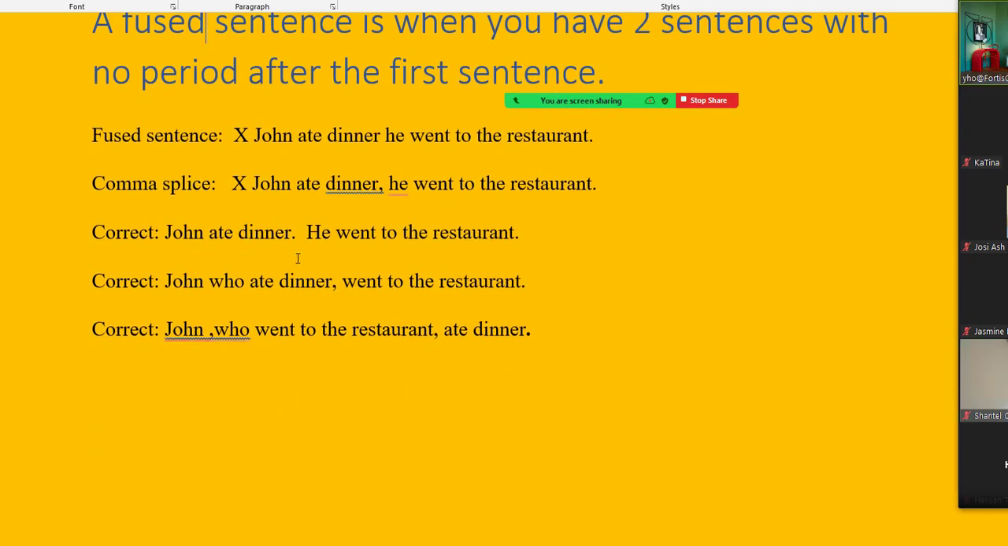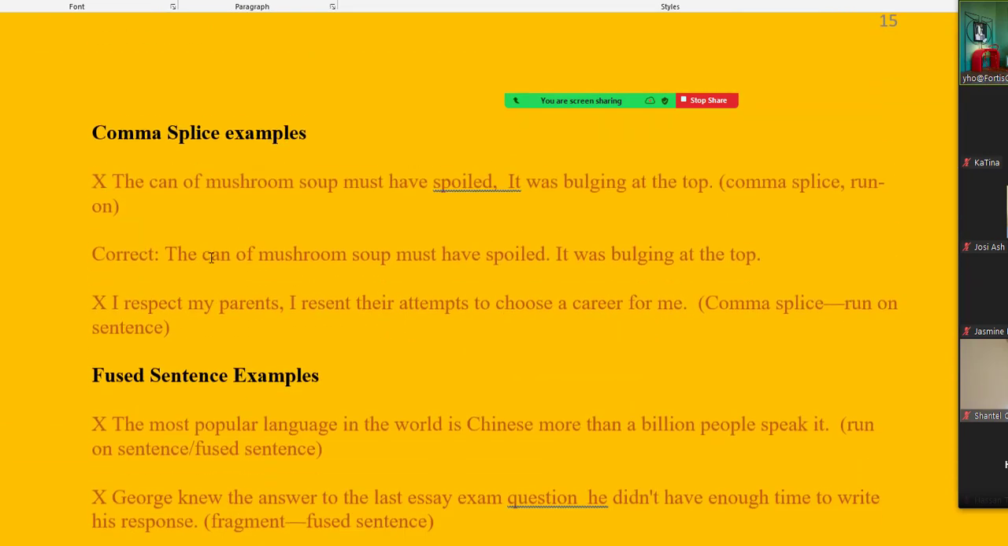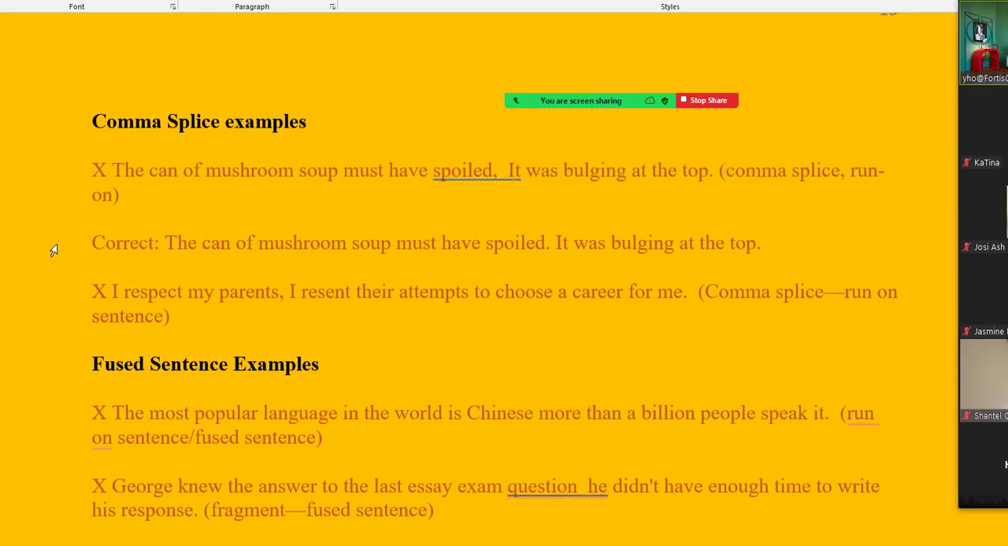So John ate dinner, period. He went to the restaurant. John, who ate dinner, went to the restaurant. And then John, let's see, I think I have the spacing wrong. John, comma, who went to the restaurant, comma, ate dinner. So remember that when you have who, whose, which, that in the middle of the sentence, you have to have two commas. And if who, which, that is at the end of the sentence, one comma. That is the rule you have to remember because that's one of the exceptions. And then here are some examples from your quiz of comma splice examples and fused sentence examples.